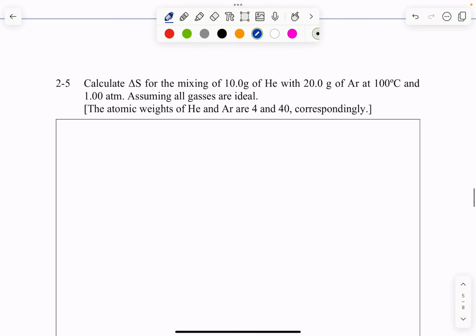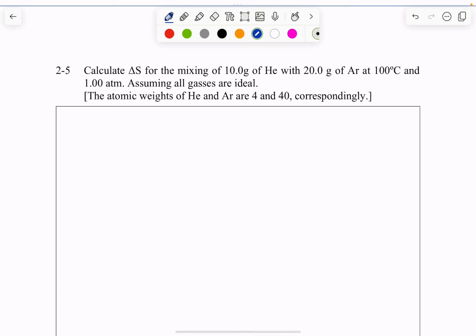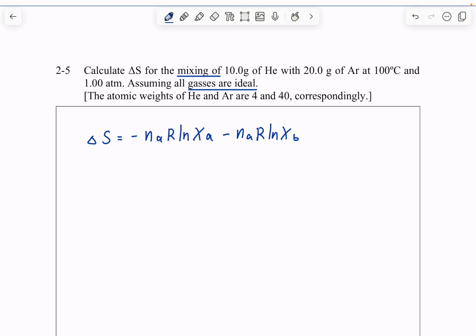All right, next up. Calculate delta S for the mixing of 10 grams of helium with 20 grams of argon at 100 degrees Celsius and 1 atm, assuming all gases are ideal. The molecular weights are given. So we're mixing ideal gases, and we can use the delta S we derived, equal to negative nA R ln chi A minus nB R ln chi B, where n is the number of moles and chi is the mole fraction.